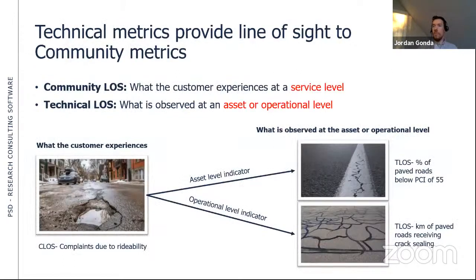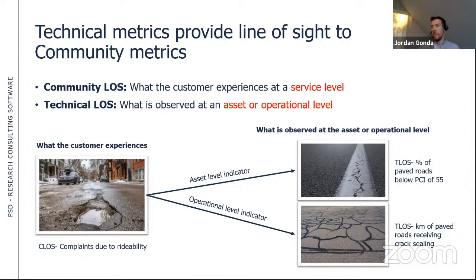So we started off with balancing the cost, performance, and risk. We recognize we have influencers. We recognize we work within constraints. And now we can start tracking data to see where we're getting. When we track levels of service, we want to track it at two different levels. We want to track at the community level, that's what the customer sees or experiences, and the technical level.